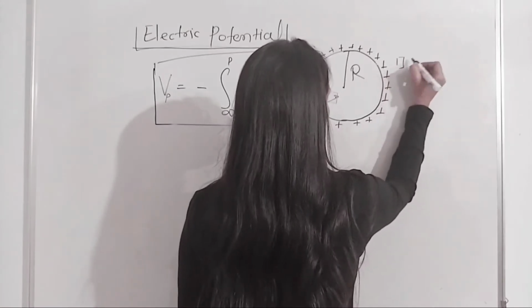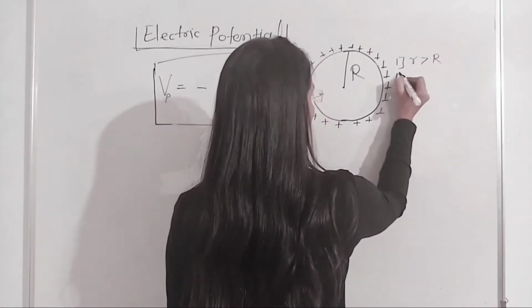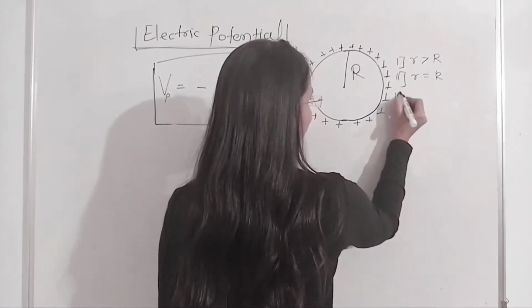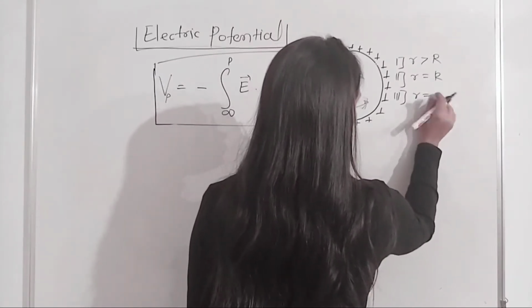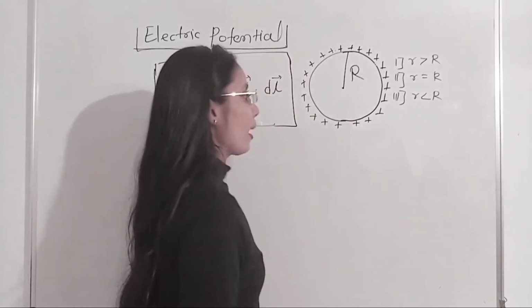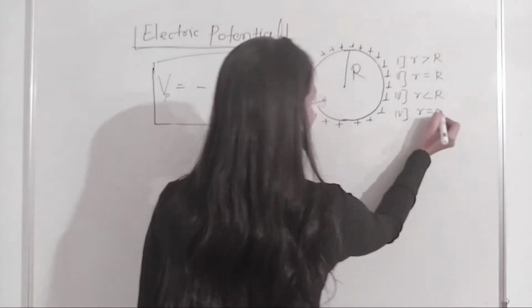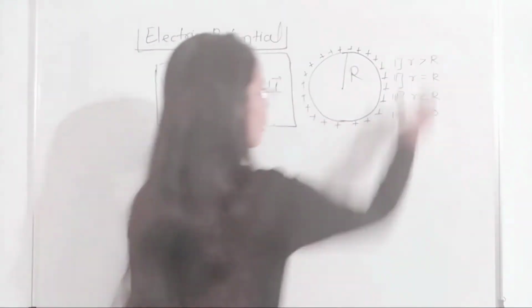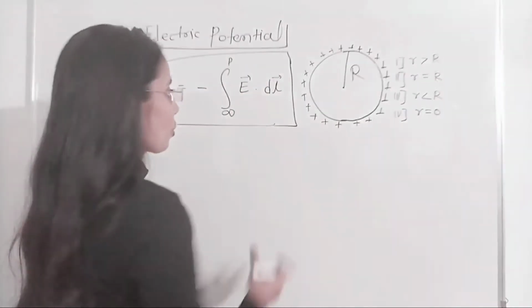We have to find the electric potential in four cases: first when r is greater than R, second when r is equal to R, third when r is less than capital R, and the fourth is r equal to 0. So we have to find the electric potential in these four cases.